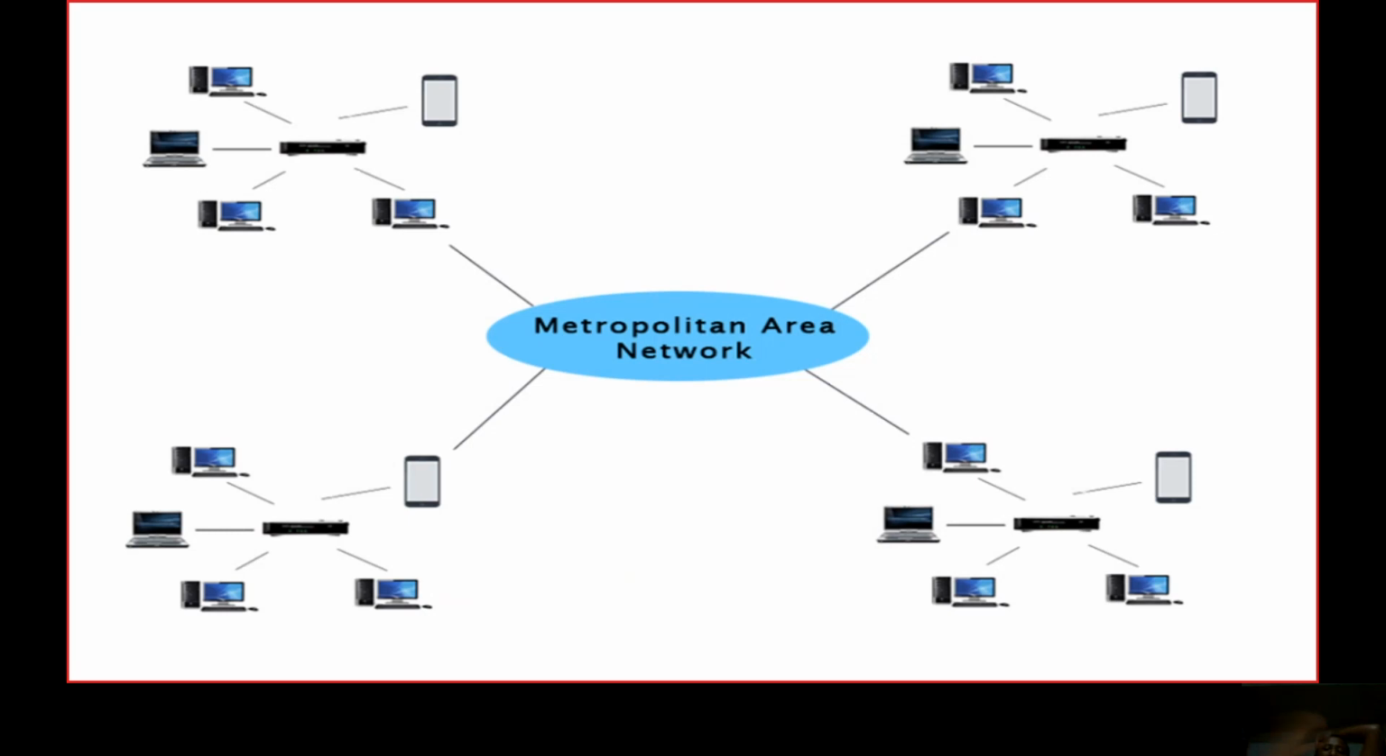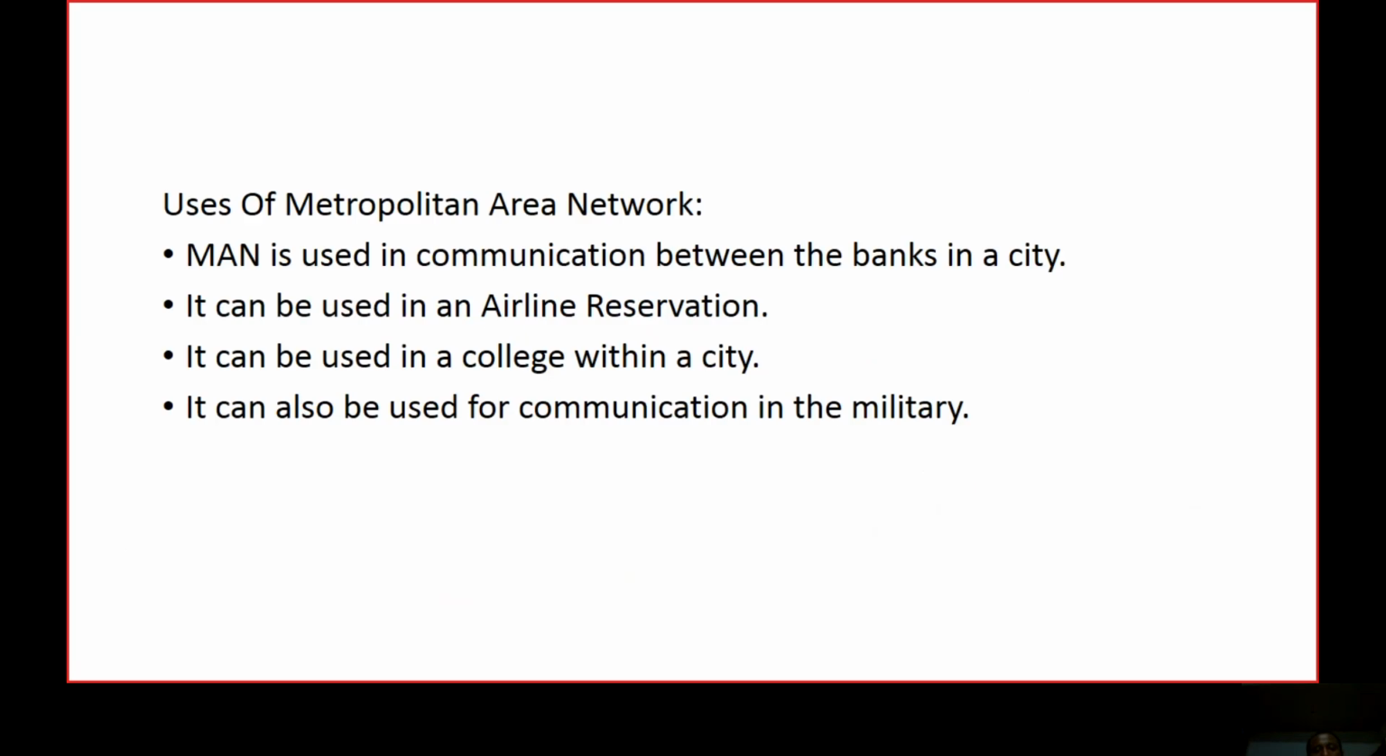As you see in the picture, we have 1, 2, 3, 4 LANs, and they are interconnected together through a metropolitan area network. A metropolitan area network is used to communicate between the banks in a city. For example, if we have a big city, each branch of the bank will communicate with another one in the same city. It can be used also in airline reservation. It can be used on college campuses within a city. It can also be used to communicate in the military.